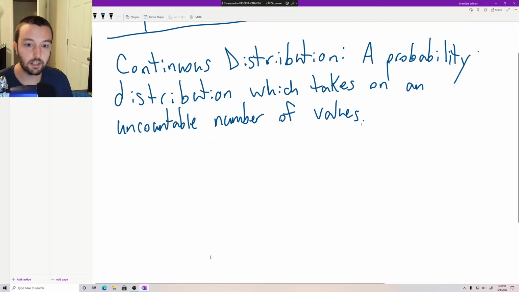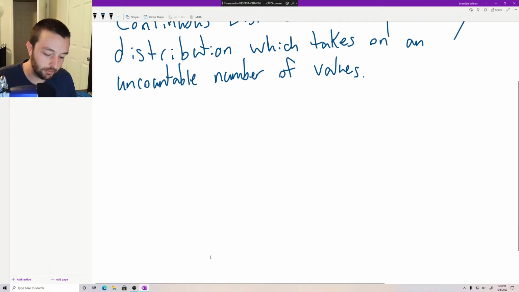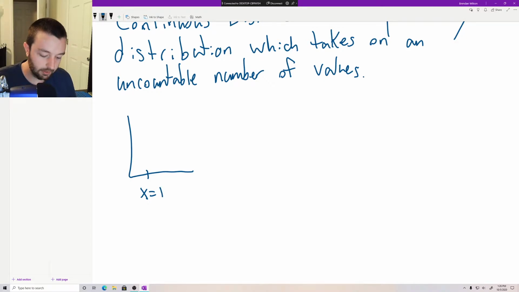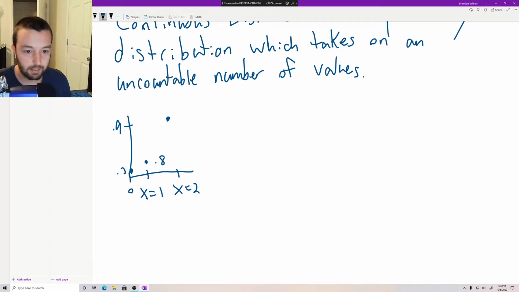So this makes it harder to talk about, right? A discrete distribution, if we were to graph it, like if we graphed that one, for example, x equals 1, x equals 2, and then here would be 0. I don't remember the exact numbers, but it was something like 0.9, 0.8, 0.2 or something like that. Sorry, 0.08 and 0.02 is what I meant.